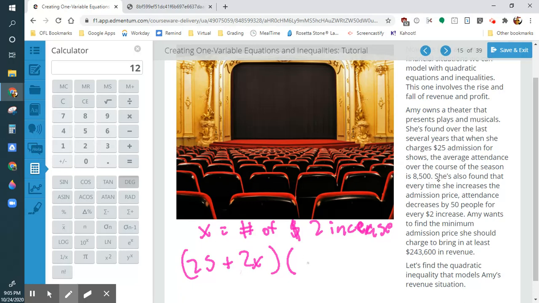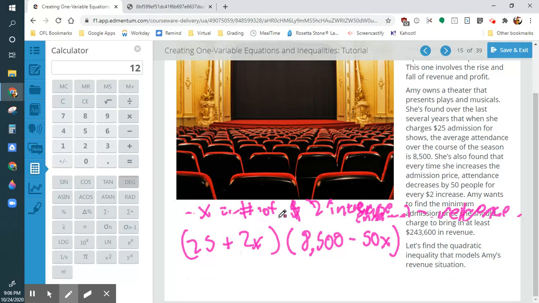before she increases the price, the attendance is 8,500. Geez, that's a big difference. But if she increases the price even one time, the attendance goes down 50 times for every time she increases it. This is a 50x. So that's how we're getting this equation right here.